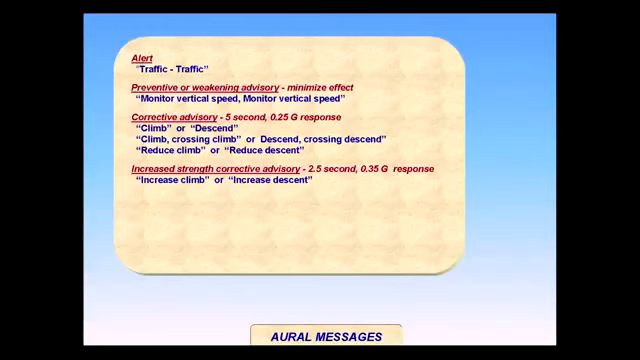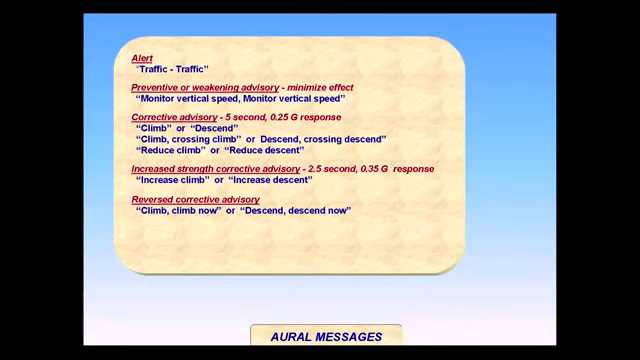Climb, climb now. Or descend, descend now. This message is used when TCAS determines that a reversal of the vertical maneuver is necessary to maintain separation. Maneuver at the increased rate.